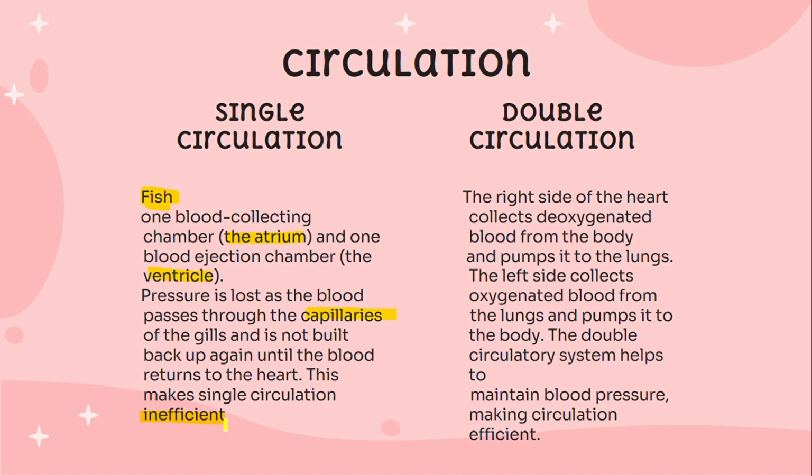But talking about double circulation, which is found in all animals and humans, the right side of the heart collects the deoxygenated blood from the body and pumps it to the lungs. The left side collects the oxygenated blood from the lungs and pumps it back to the body. The double circulatory system helps to maintain blood pressure and makes circulation efficient.